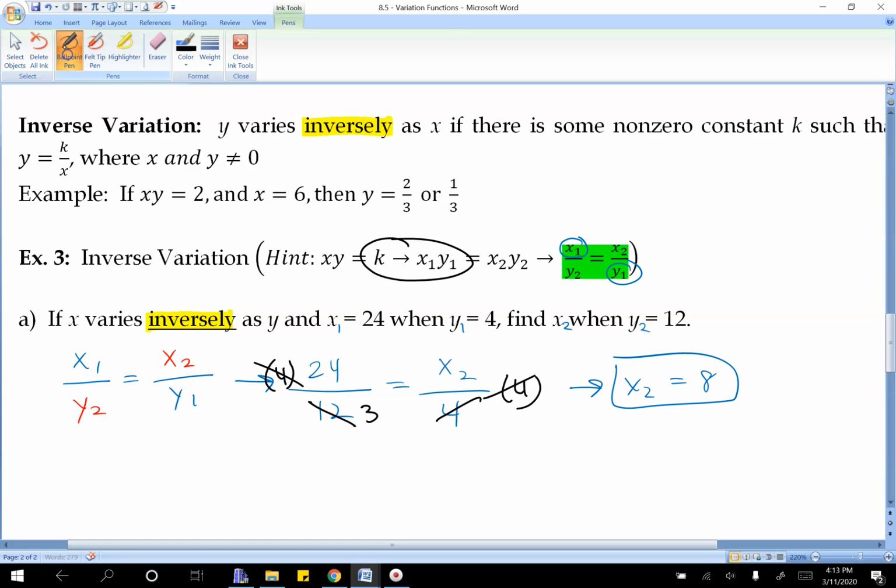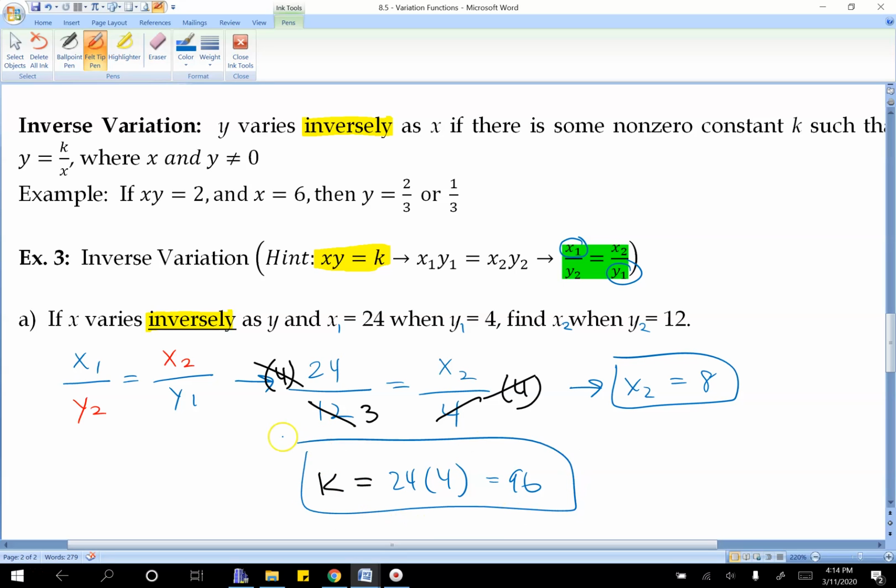And to solve for k here, using this formula right here, k here is going to be x1 times y1. Okay. Sorry, my mistake. K is over here. K is x1 times y1. So it's going to be 24 times 4 pretty much. And that's going to be 96. Okay.